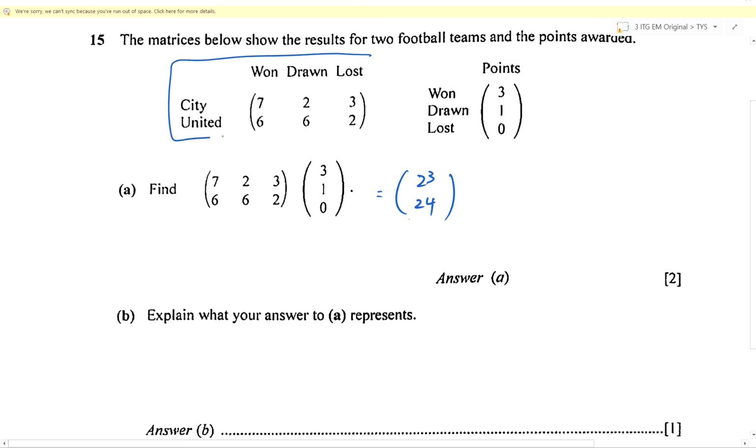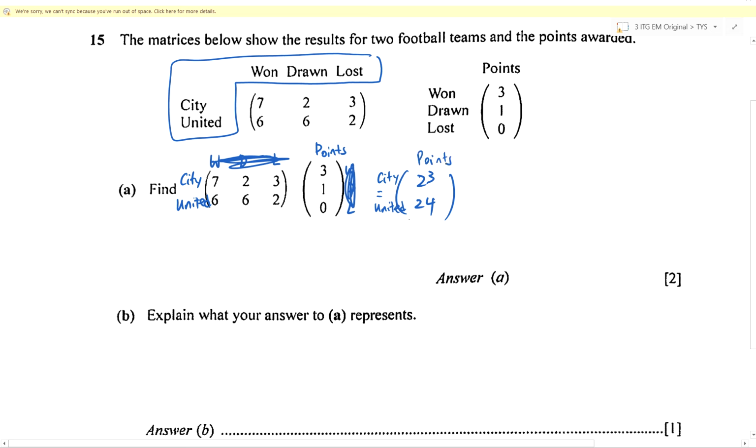You have to copy down the headers. For here we have City and United. On top we have won, drawn, lost. For the other matrix, again, won, drawn, lost, and we have points. Similar to the order, we remove the 3 in the middle. Whatever is common, we remove it. So we don't have these anymore. We are left with the headers, City, United, and points.